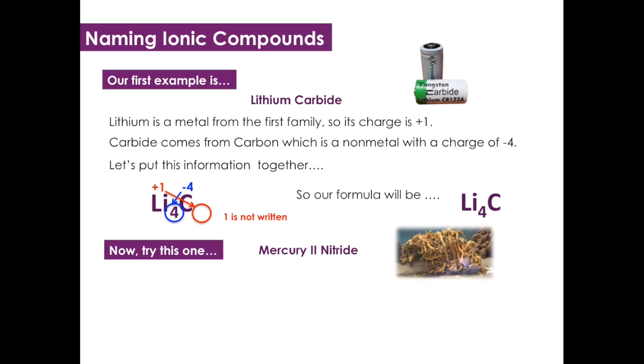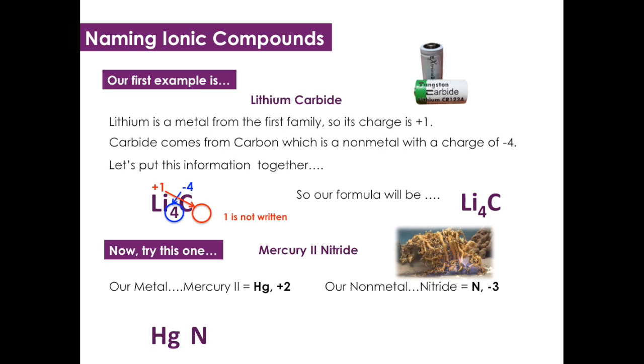Try the next one, mercury 2 nitride. A metal, mercury 2, that's Hg with a +2. A nonmetal is nitride, comes from nitrogen, and is -3. Putting it in the formula, adding the charges, +2, -3, we cross them out, and presto. So our formula will be Hg3N2.